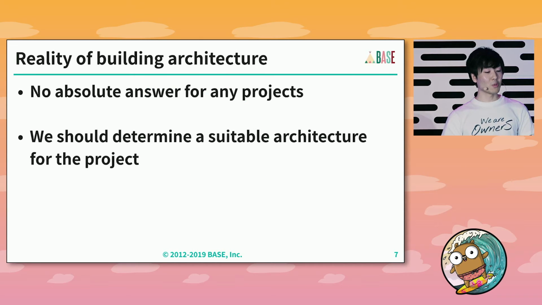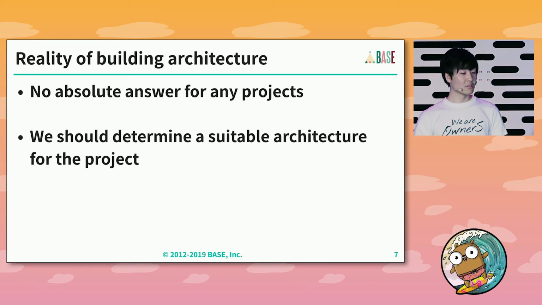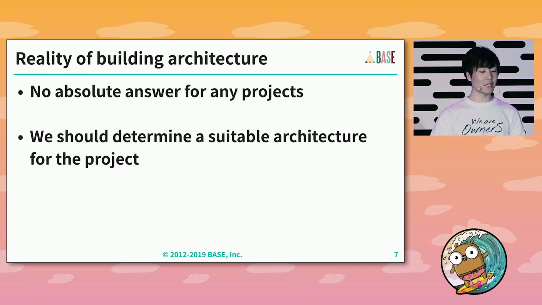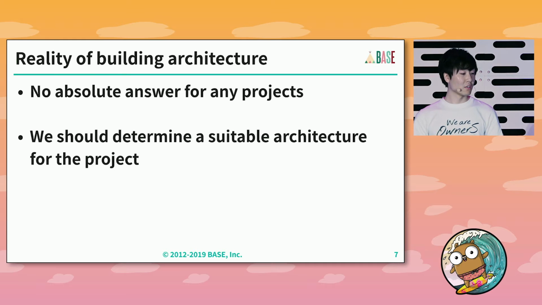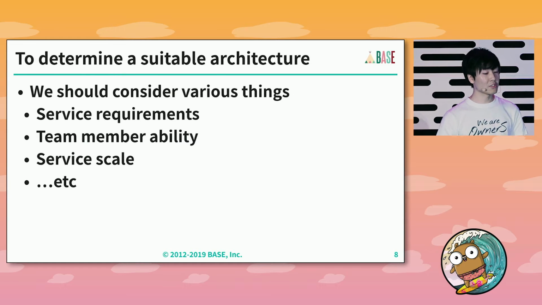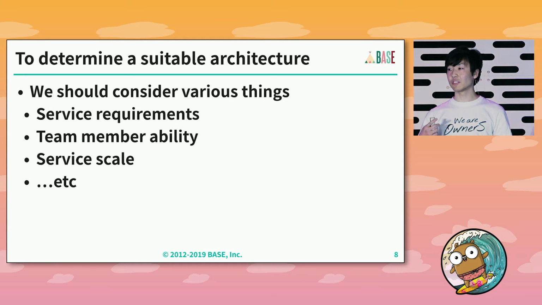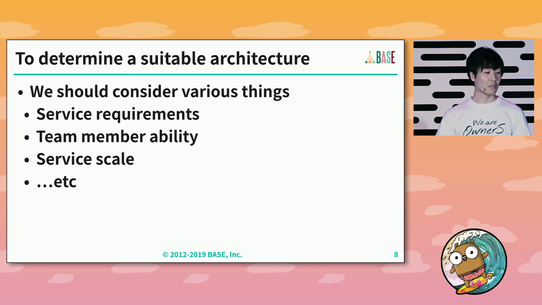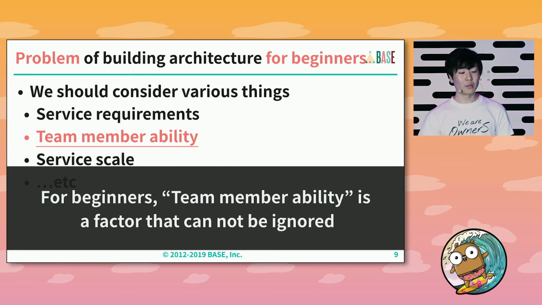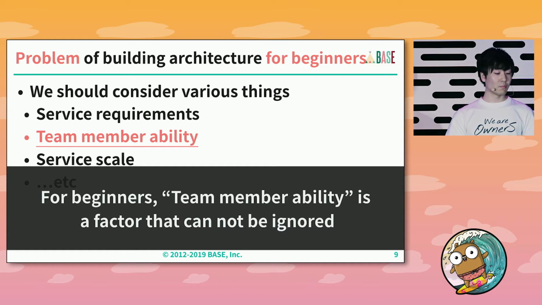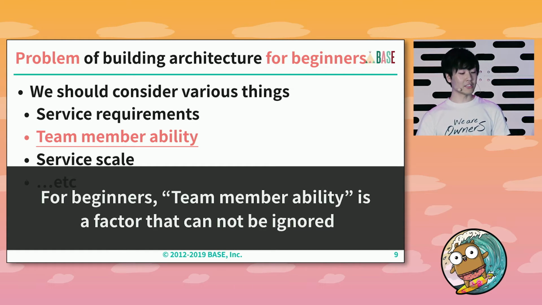But the reality of the problem is that there is no absolute answer for any project. That's why we should determine a suitable architecture for the project. To determine a suitable architecture, we should consider various things. For example, the service requirements, team member ability, service scale, and so on. However, the problem of building architecture for beginners is team member ability, I think. For beginners, team member ability is a factor that can't be ignored.